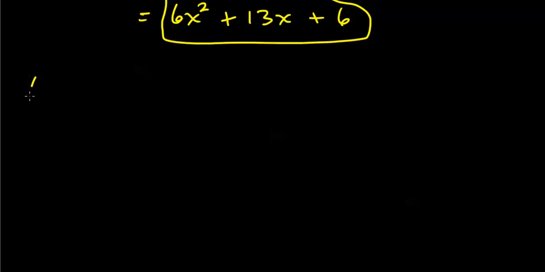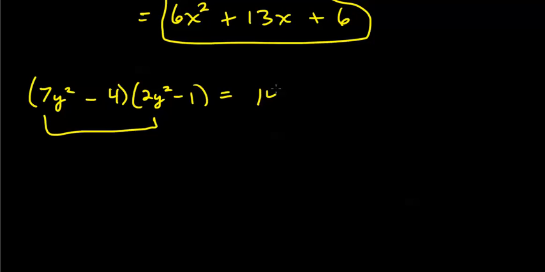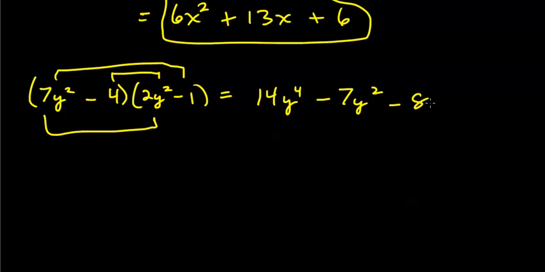Alright, let's try another one a little harder. If I'm asked to multiply 7y squared minus 4 times 2y squared minus 1. Well, this is a degree 2 binomial times a degree 2 binomial, and to multiply binomials we apply the FOIL method. First product, 14y to the fourth. Outer product, be careful of the sign, minus 7y squared. Inner product, minus 8y squared. And the last product, be careful of the signs, is going to be positive 4.